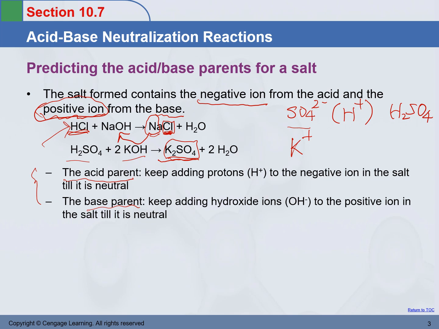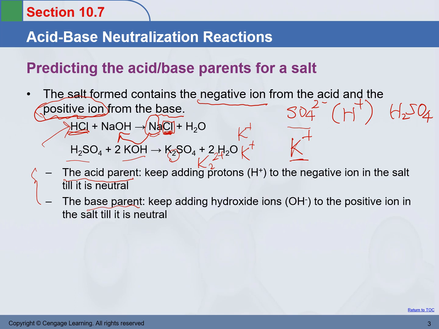I would like to remind everyone, potassium sulfate, the positive ion is potassium ion. It is not K2 2 plus. No. The subscript 2 here tells you you have 2 potassium ions. Each one is a K plus. So the positive ion is K plus.